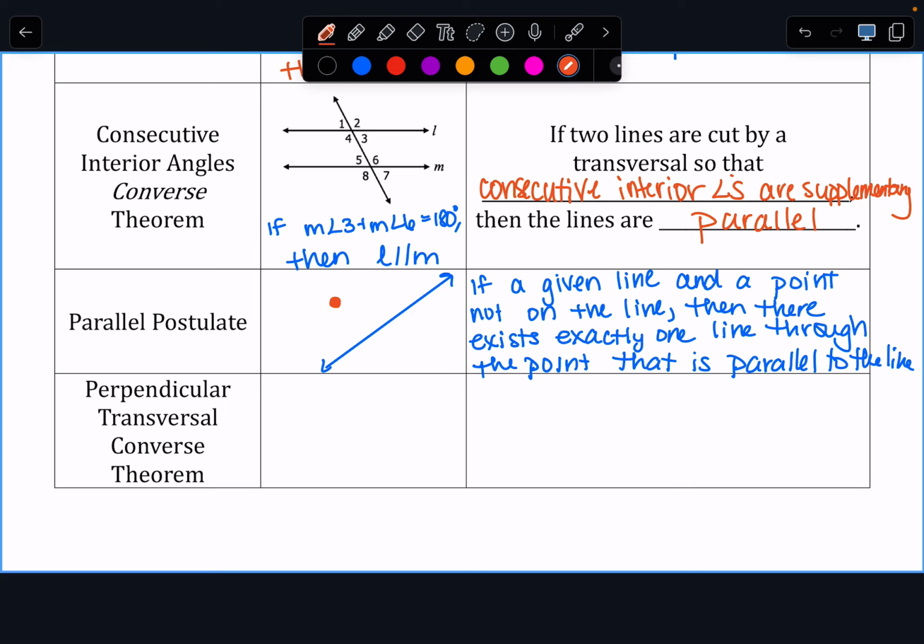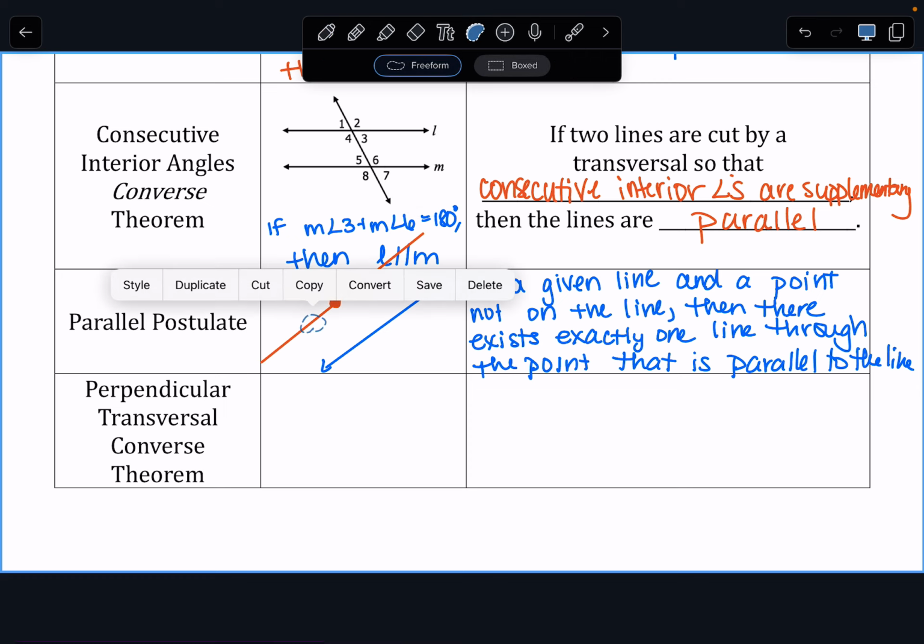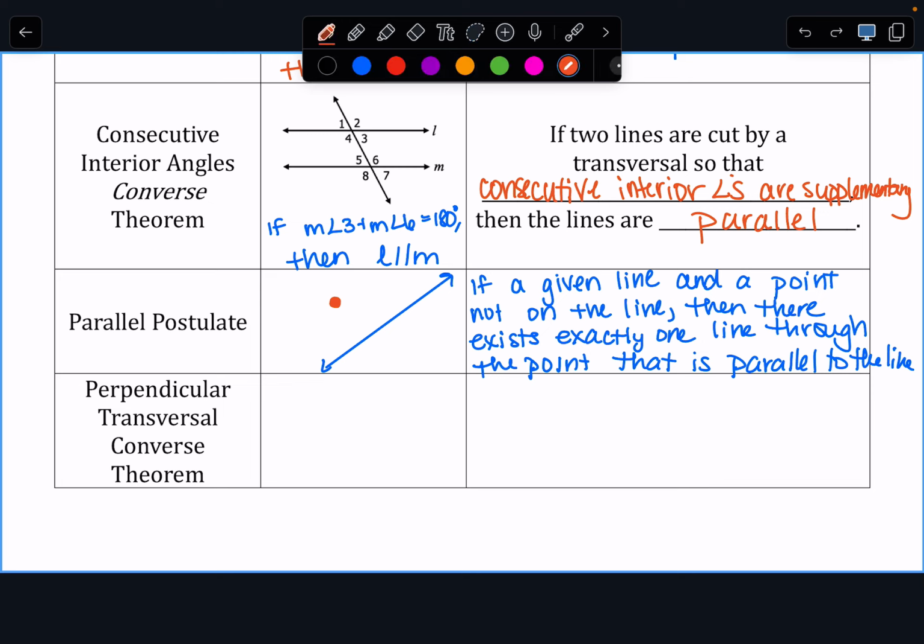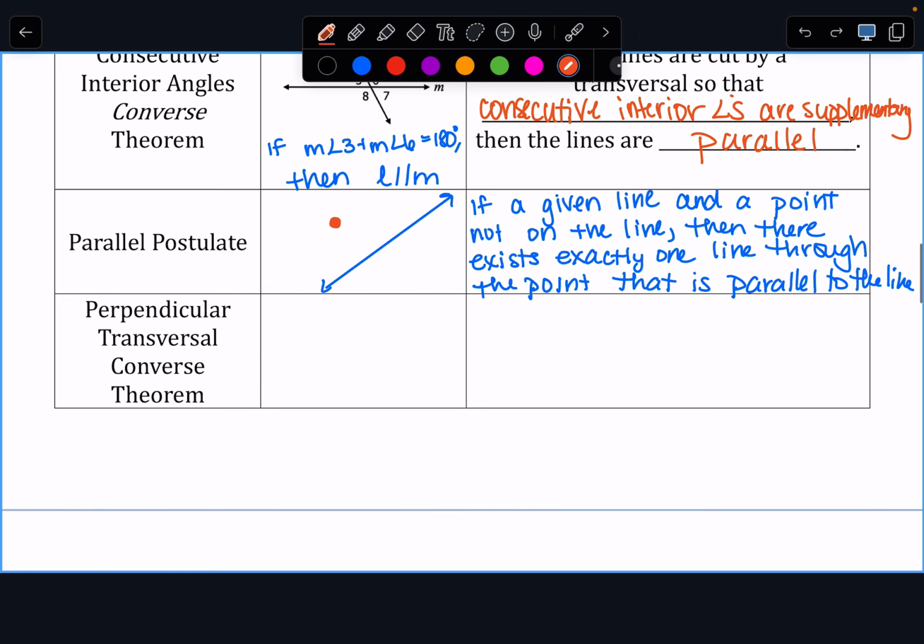Okay, so we got the blue line, right? We got a point away from the blue line. I can only draw one and only line through that point that is parallel to the blue line. I can't draw two different lines. I can't draw three different lines, only one. It's one of those that feels kind of like, duh, but we have to officially say that it's a thing.